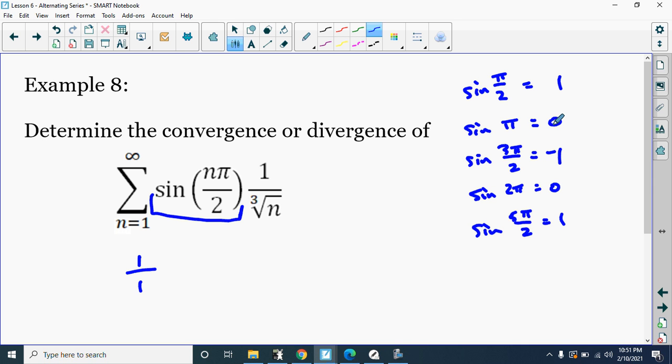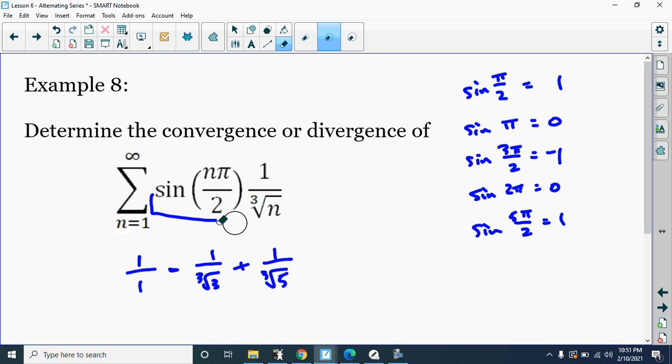And then the next term is 0. Then if I plug in 3, I'm getting minus 1 over the cube root of 3. 0 plus 1 over the cube root of 5. Notice this alternates. This is another way of showing that it alternates. If it's got sine of n pi over 2 or cosine of n pi over 2, something like that in there, it's going to be an alternating series. So this is just another way to make it alternate.